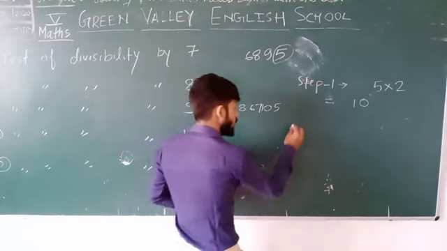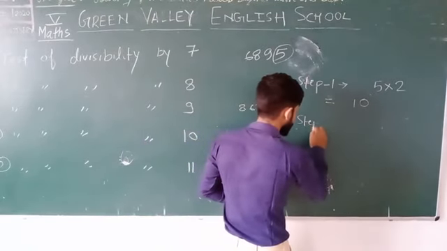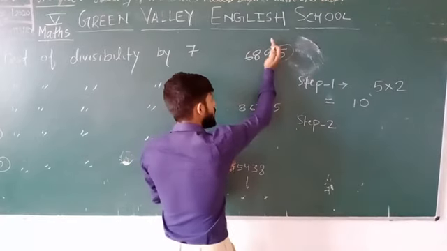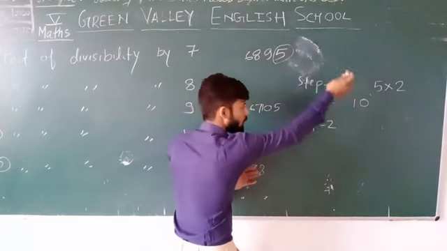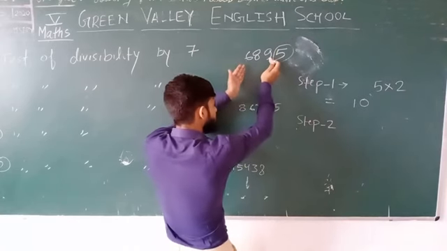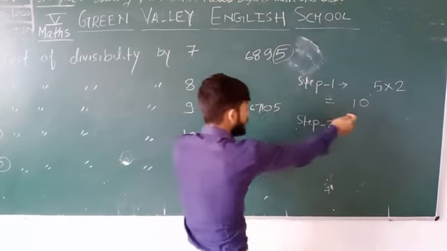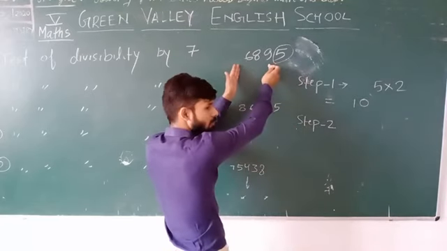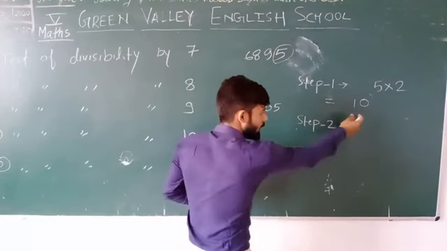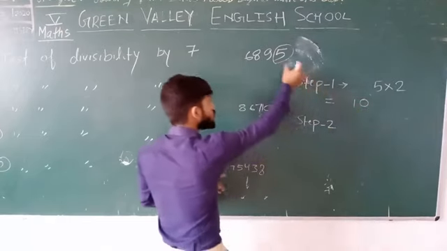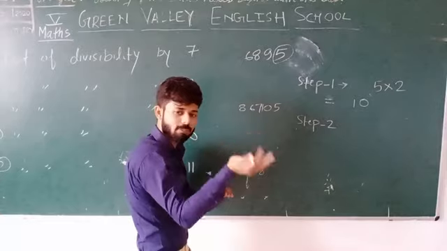Okay, now what is step number 2? Step 2 is that aapne is number ko double kar diya, ab ye jo bacha hua left number, from the left number we have to subtract. We have to subtract the number that is 10 from the left of the number. ठीक है? So आपको क्या करना है कि जो number आपने double किया है, ये number double करने के बाद आ रहा है, उसको आपको इस number में से subtract करना है.